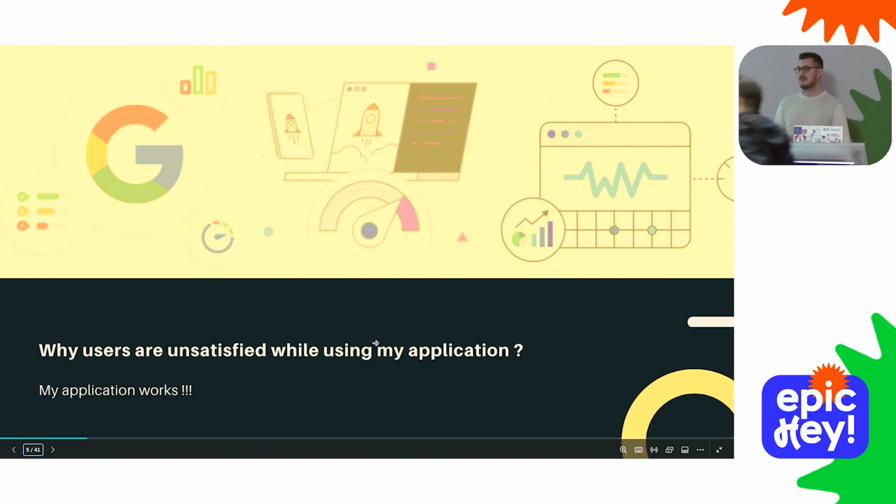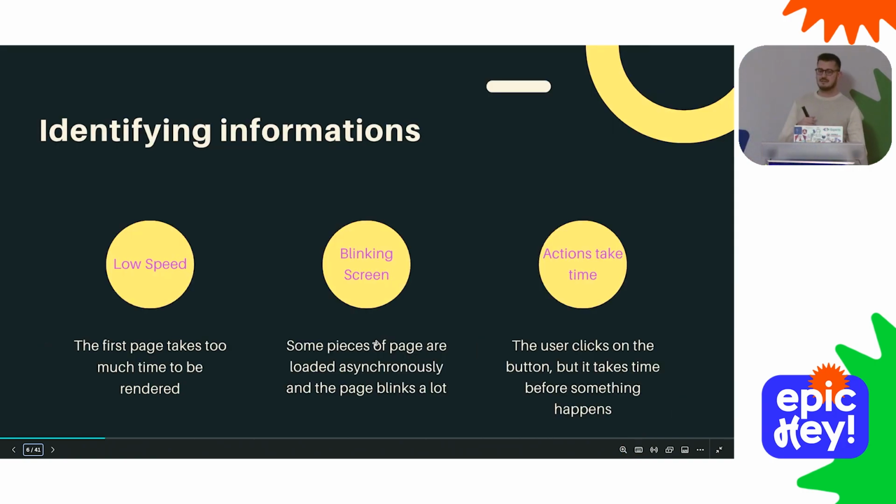So, why are users unsatisfied while they use your application? Imagine all your integration tests pass, all your unit tests pass. So the business says to you, okay, your application is beautiful, let's deploy it in production. And finally, your users don't like your application. So generally, users say, hey, sorry, but when I launch your application, it takes too much time to render something, or it takes too much time before I see something on the screen.